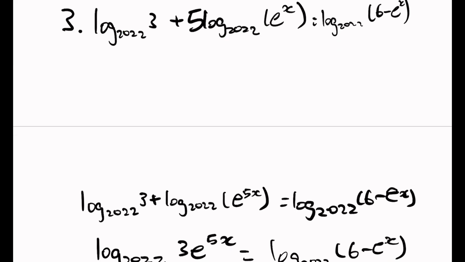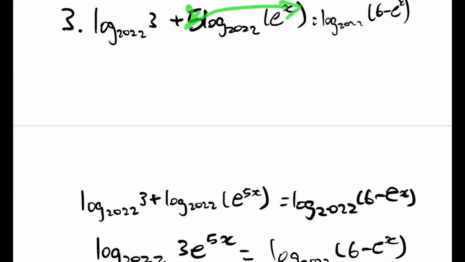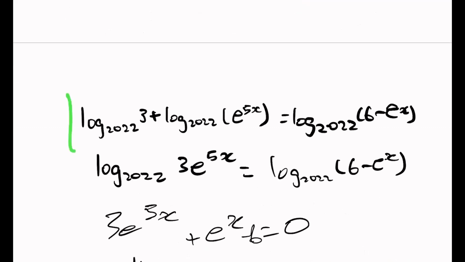Log of 3 base 2022 plus 5 times log e power x base 2022 equals log (6 minus e power x) base 2022. You should realize by now that the base 2022 is just for fun. It doesn't really matter. Can be any base you like. So 5 bring up, then get e power 5x. Now that you have 1 times log, 1 times log, 1 times log, you're safe. Addition of logs, just multiply 3 with the e power 5x. Then this one is just 6 minus e power x.